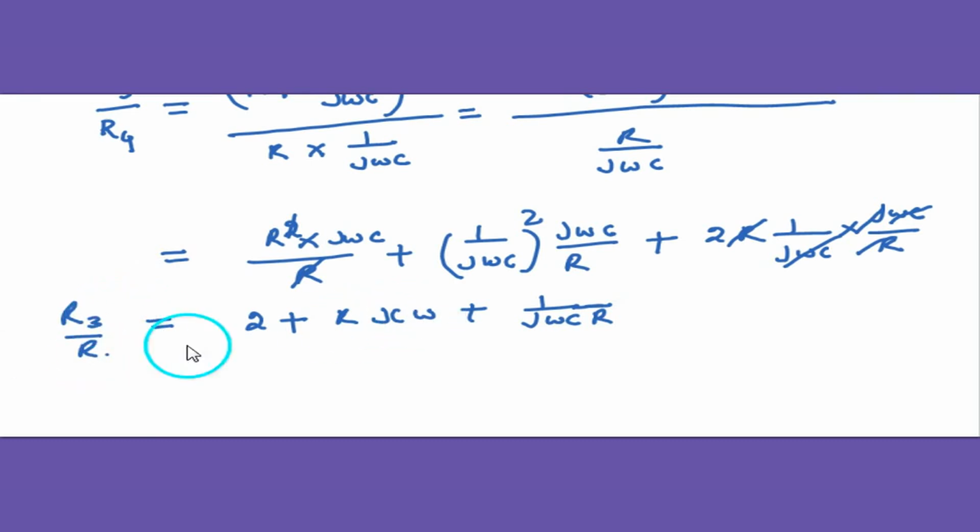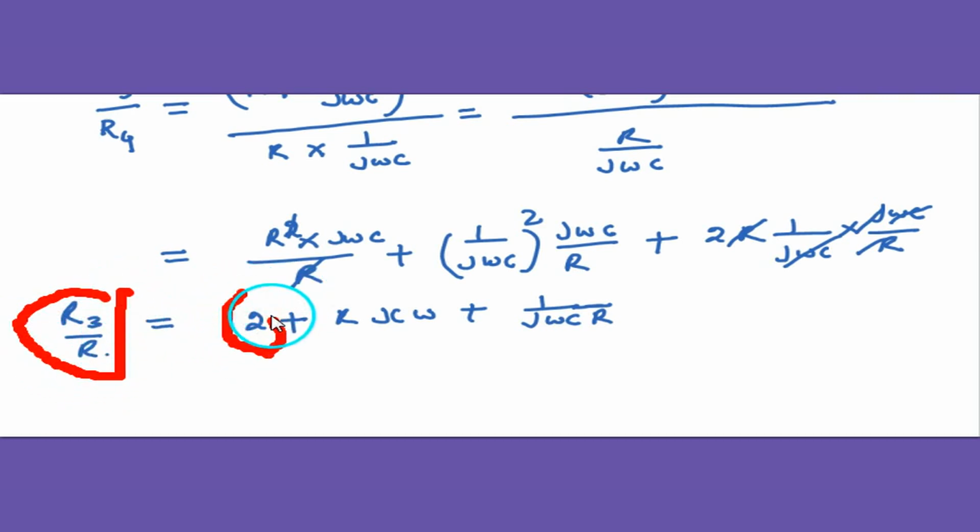This equation, equating the real part, this one is real, this one is real, meaning no j operator. Now imaginary means there is no real part. On the left hand side, here is a j operator, it is an imaginary term because of the j operator. And j is here in the denominator.